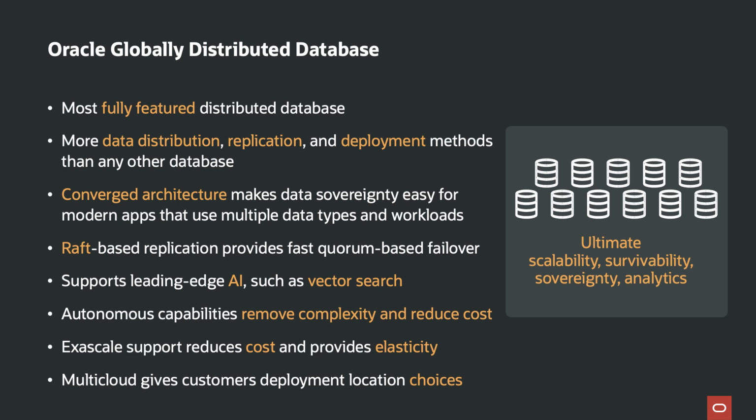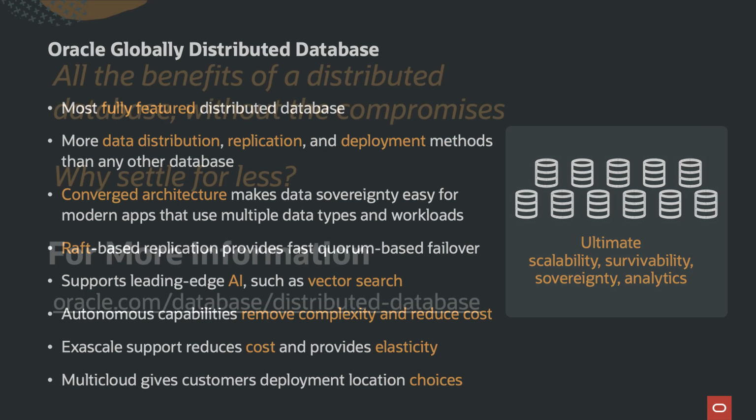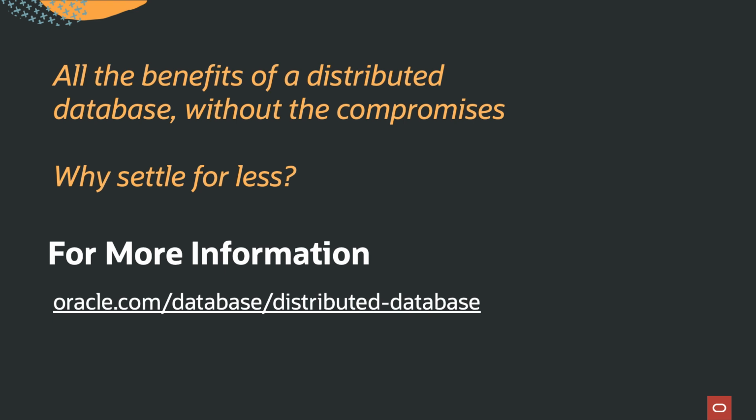Autonomous capabilities remove complexity and reduce cost. Exascale support reduces cost and provides elasticity. Multi-cloud gives customers deployment location choices. Oracle's globally distributed database gives us all the benefits of a distributed database without any compromises. So why settle for less?